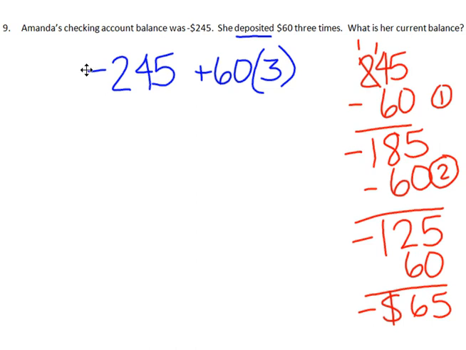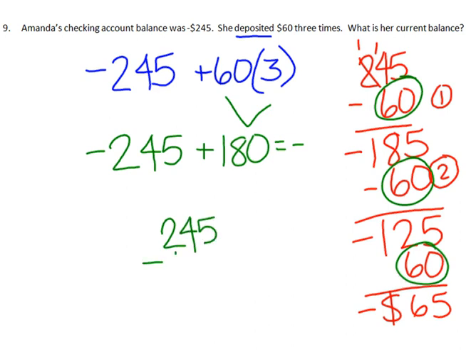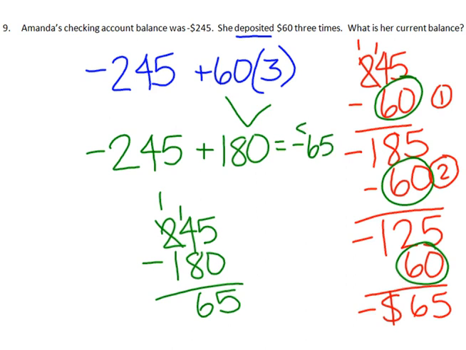Okay, the other way, we can use order of operations, so we'll do 60 times 3 first, which would be 180. Okay, and you'll notice that 60, 60, and 60 is 180, plus negative 245. Okay, we have different signs. One is positive and one is negative. There's more negatives, so your answer will still be negative. Okay, and we're going to do 245 minus 180. 14 minus 8 is 6. 1 minus 1 is 0. So we still end up at negative $65.